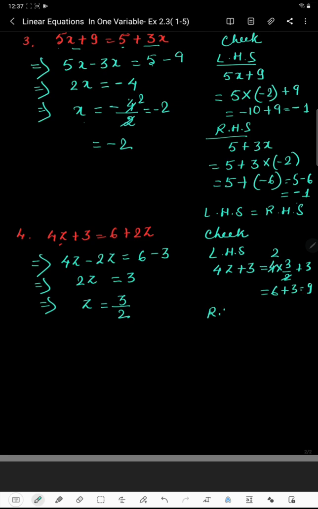Now on the right hand side we have 6 plus 2z. 2z means 2 is multiplied by z, so the value of z is 3 by 2. Now if you cancel 2, then we will have 6 plus 3, which is 9. So that means left hand side is equal to right hand side. So we can say that the value of z is 3 by 2.